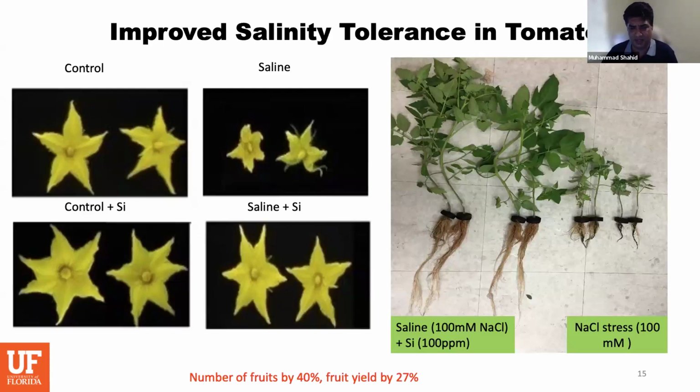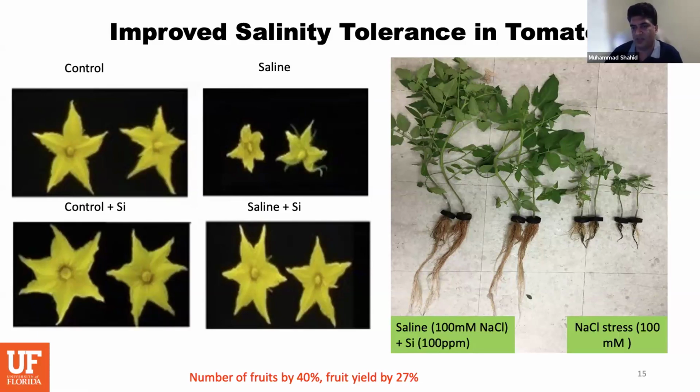This is just an example. In this work the seedlings were initially treated with silicon and exposed to salinity stress, with 100 millimole of sodium chloride plus 100 parts per million of silicon. You can see the difference: the seedlings have more roots and are larger plants compared to those without silicon at the same level of salinity stress.